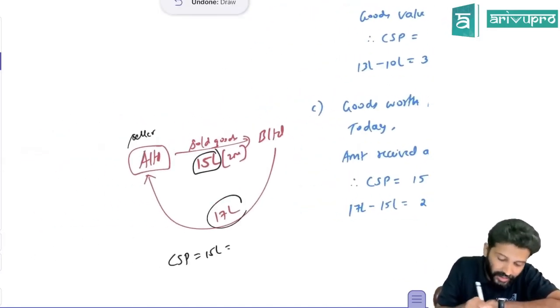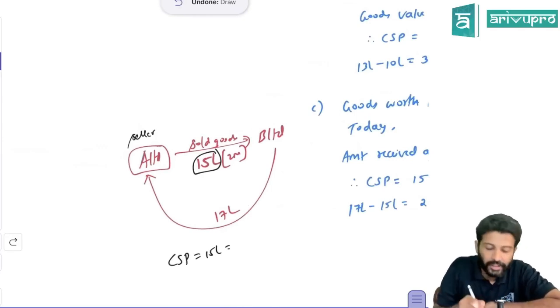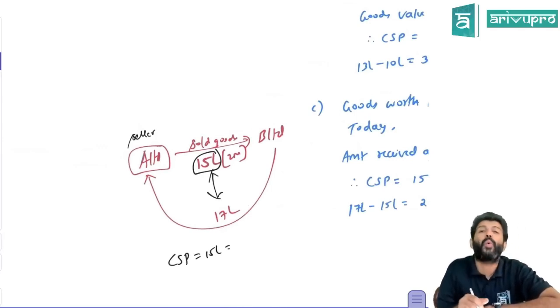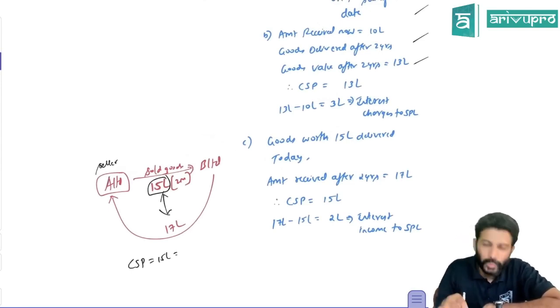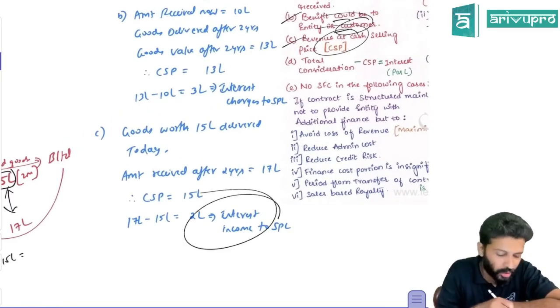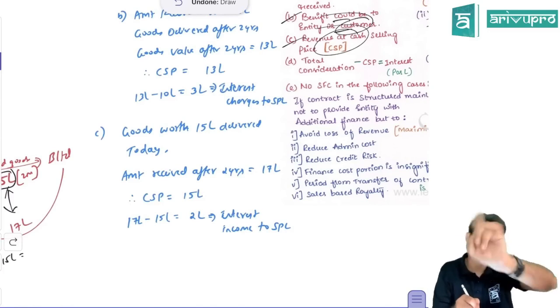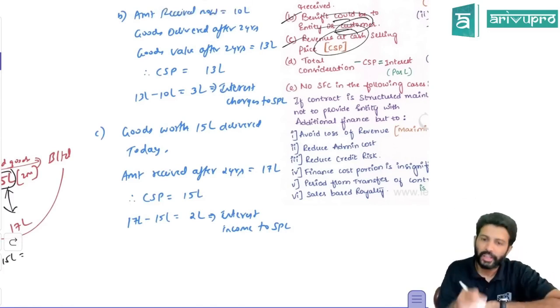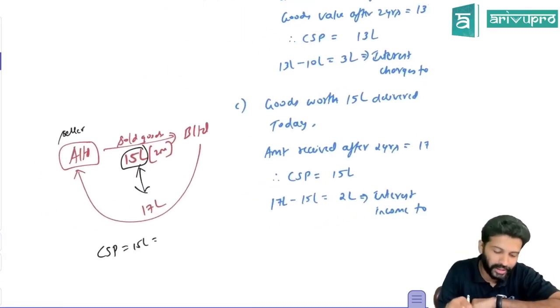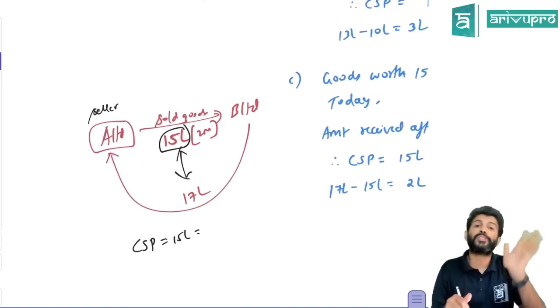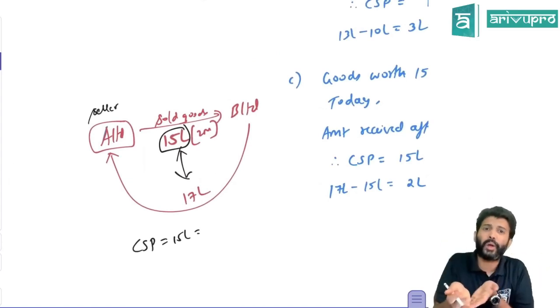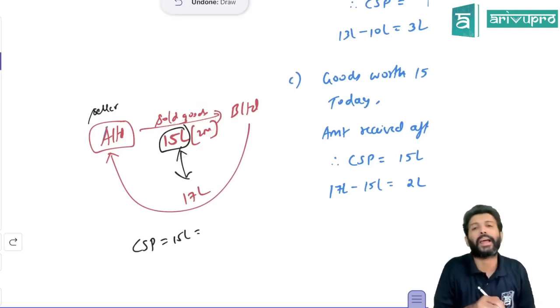But how much is A receiving totally? 17 lakhs. The difference between these two will be what, sir? It will be nothing but the time value of money, the interest income, which A is receiving. So this 2 lakh rupees, A should account for as interest income, not as revenue. It should come as other income. So revenue will be recognized only at cash selling price. Cash selling price means the day on which the performance obligation is satisfied. The performance obligation is satisfied today only, so today's value of the goods is 15 lakh.